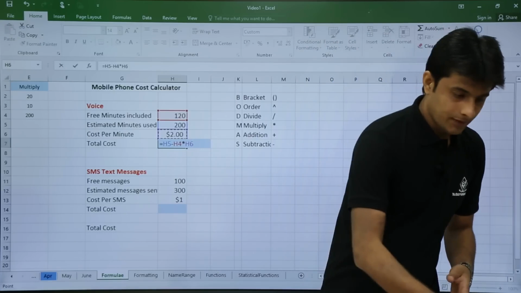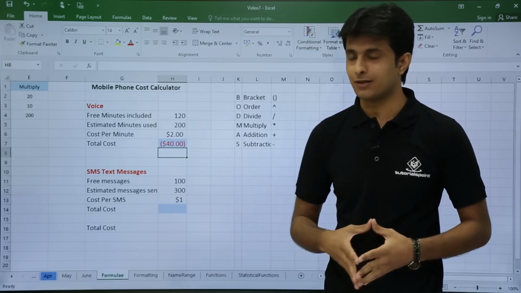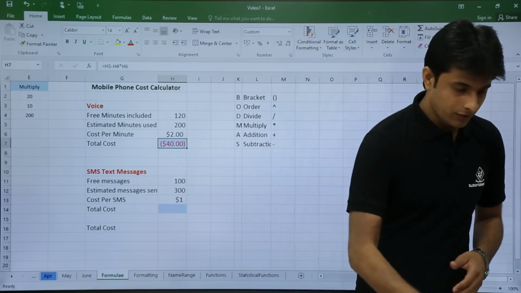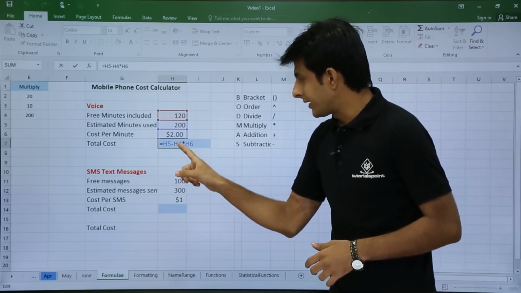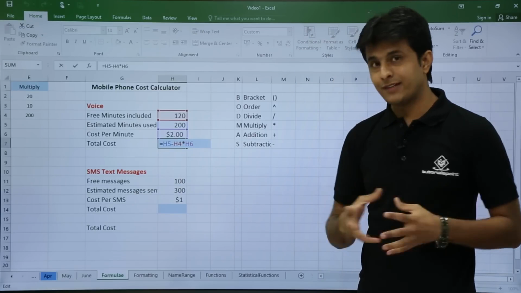So now how do I overcome this problem? If you see carefully, these are the orders. On the right hand side, I've written BODMAS. What is the full form of BODMAS? That is bracket, and you can see the symbol here. Second is the order, or you can say exponential. Some people call it divide, multiply, addition, subtraction. So when you have all these operators in a cell, the preference is given in this order.